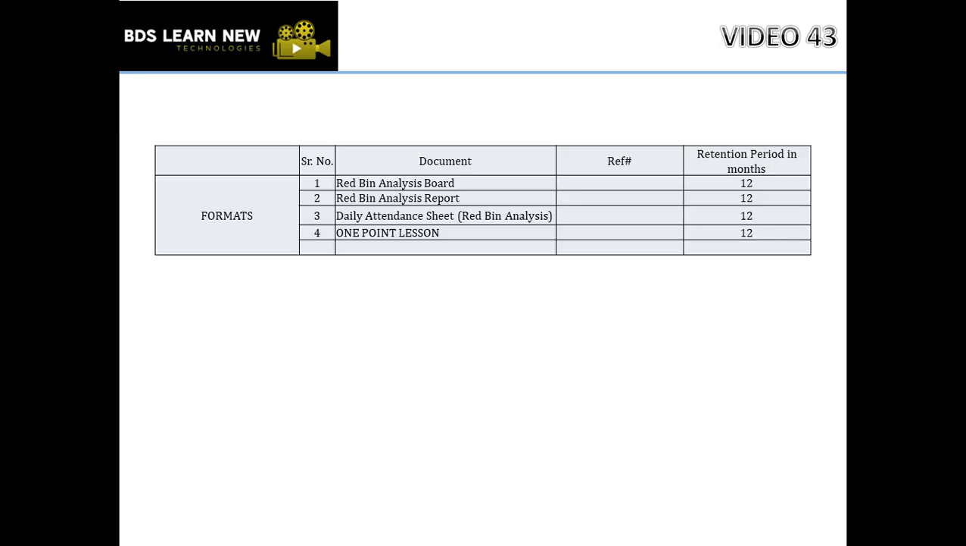Then we have the various formats, like we have four important formats in this case. First one is the red bin analysis board, which we have already discussed, that it is a board which we have to place in a meeting area. We have to keep the record on the shop floor through this red bin analysis board. Then we have the red bin analysis report. Then we have the daily attendance sheet, which is the red bin analysis meeting attendance sheet. Then we have the one point lesson. Now the retention period has also been mentioned against these formats.